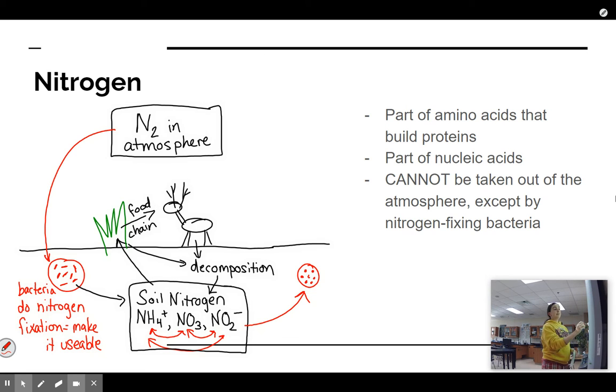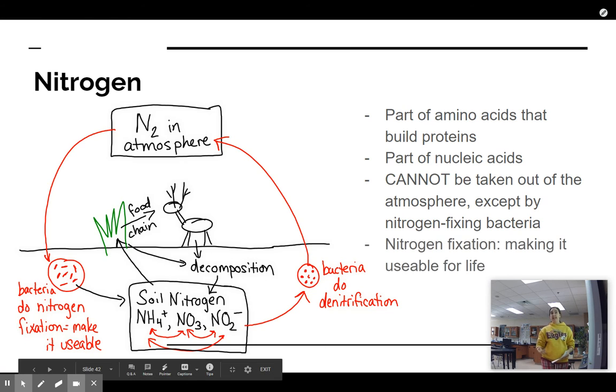These bacteria do a different process called denitrification that releases the nitrogen back into the atmosphere as a gas, in that N2 form. So that kind of completes the cycle.